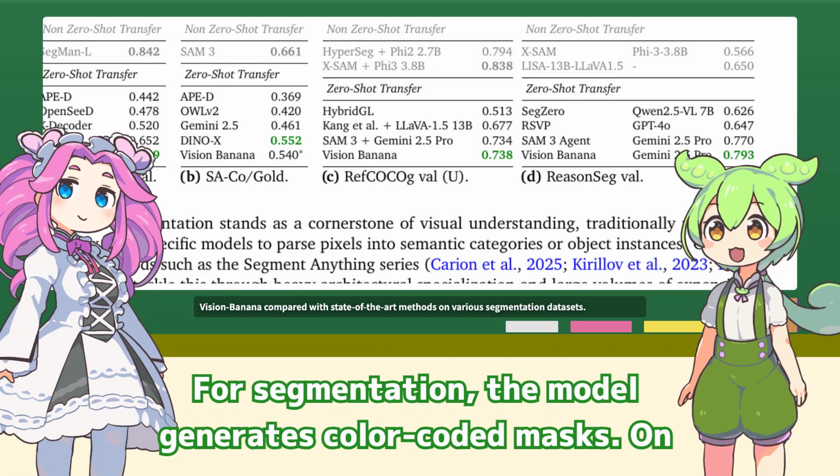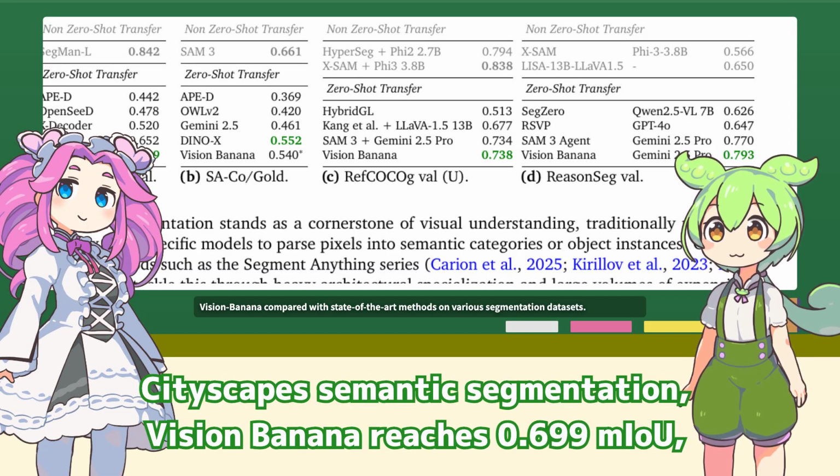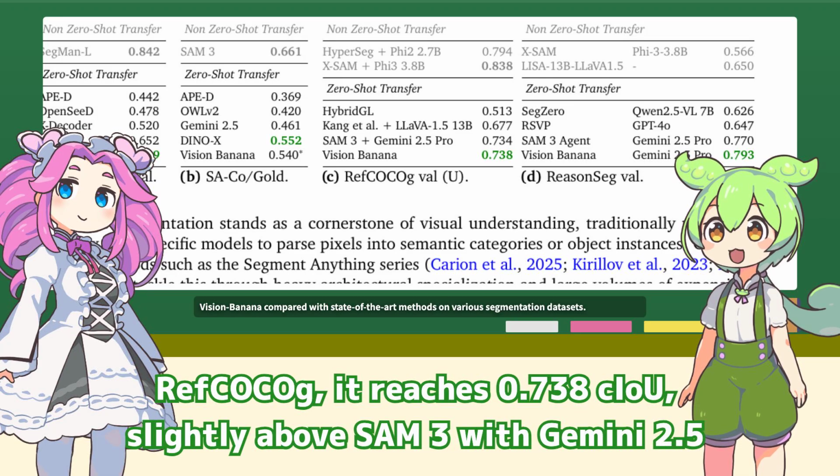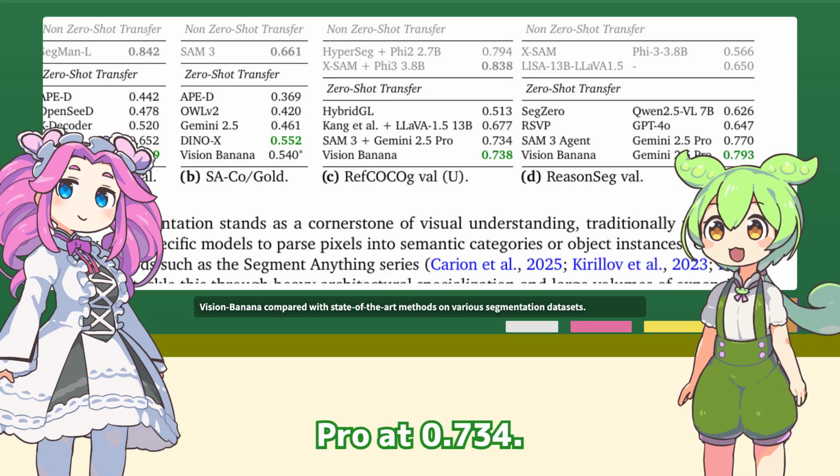For segmentation, the model generates color-coded masks. On Cityscapes semantic segmentation, Vision Banana reaches 0.699 mIoU, while SAM 3 reaches 0.652, so Vision Banana is 4.7 points higher. On RefCOCOg, it reaches 0.738 cIoU, slightly above SAM 3 with Gemini 2.5 Pro at 0.734.